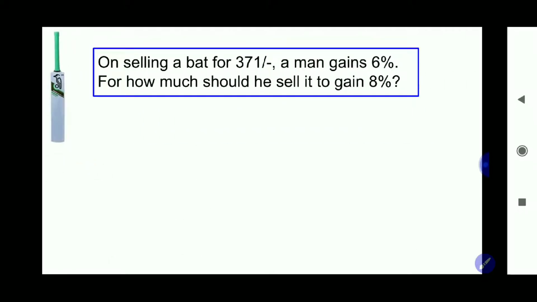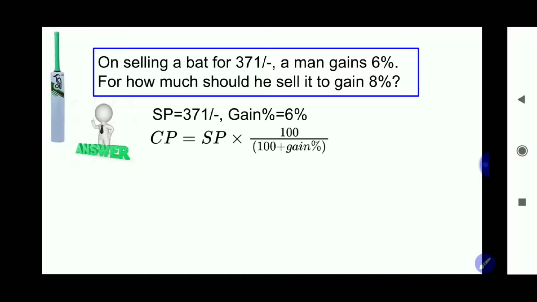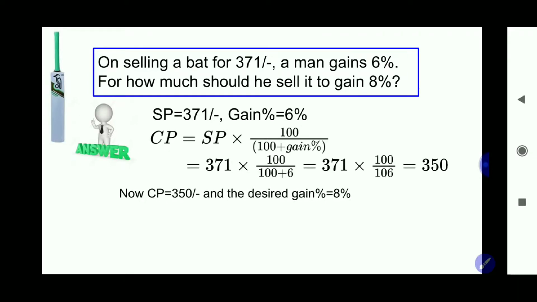One more question. On selling a bat for 371 rupees, a man gains 6%. For how much should he sell it to gain 8%? It is also simple. In this question, selling price is 371 rupees, gain percent is 6%. So, cost price, the formula says SP into 100 by 100 plus gain percent, that is 371 into 100 by 100 plus 6, that is 350 rupees.